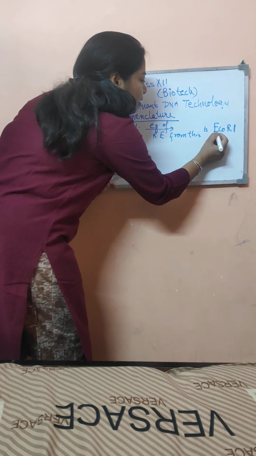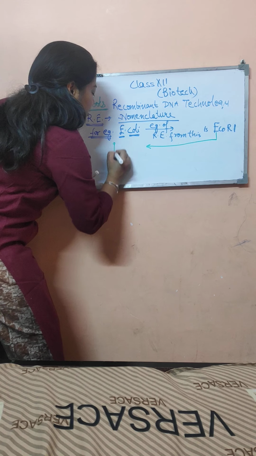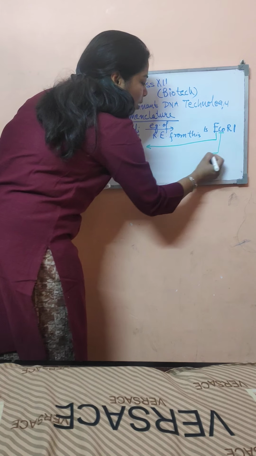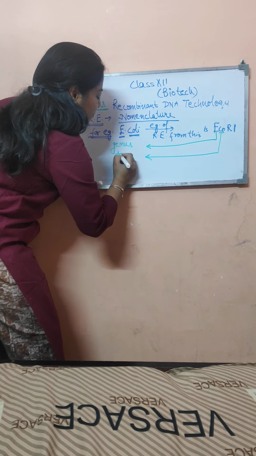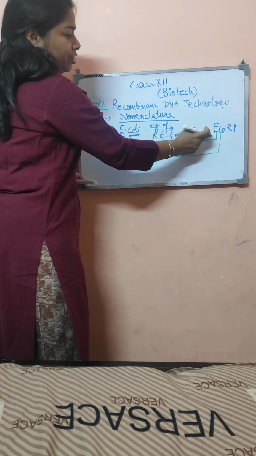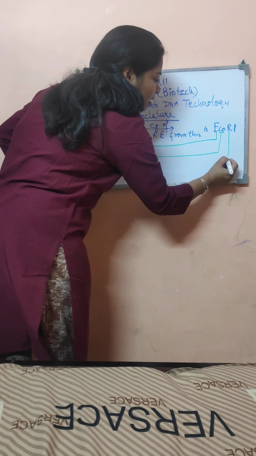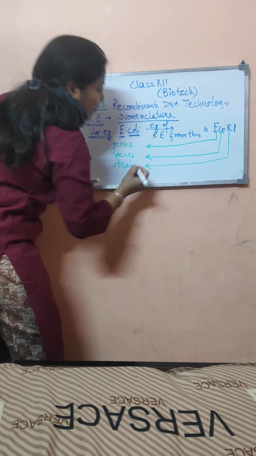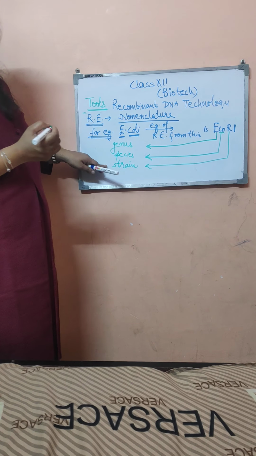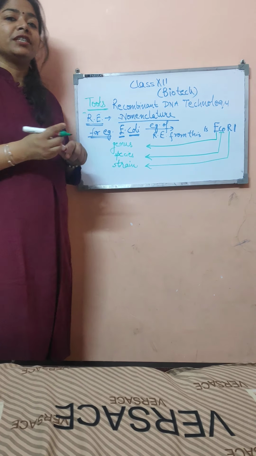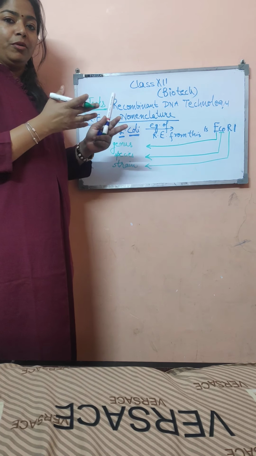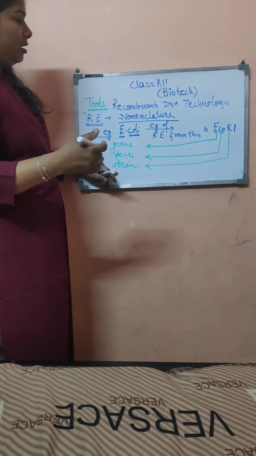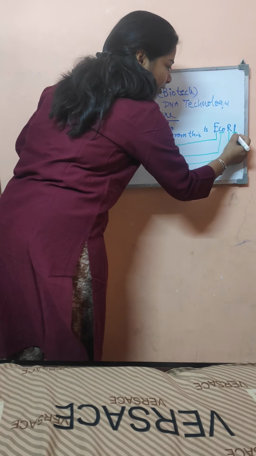E means the genus, CO are the species, Escherichia coli. R is the strain. We have already studied that a particular bacteria can have different strains. For example, in the Griffith experiment, we have studied that Diplococcus pneumoniae has two strains. One is rough strain and one is smooth strain.